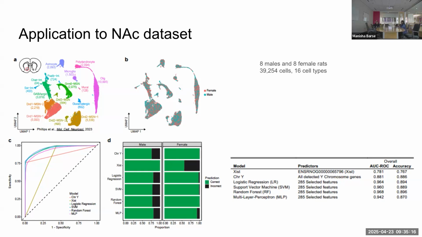Apart from this, they tried another data set application, applying these models to a different data set. The data set they are using is from previously published work, the NSE data set, which has around 39,000 cells. And they also have 16 cell types. In this, they are using around 8 male and 8 female rats. So panel A basically shows the UMAP with the different cell type clusters, and B is the clusters colored by male and female.